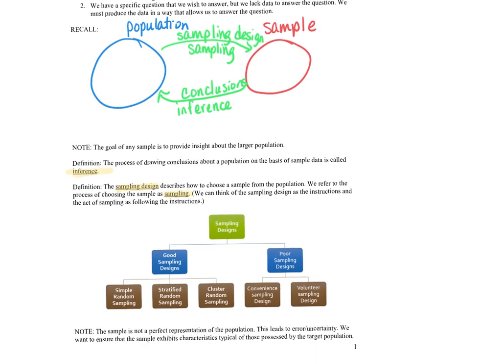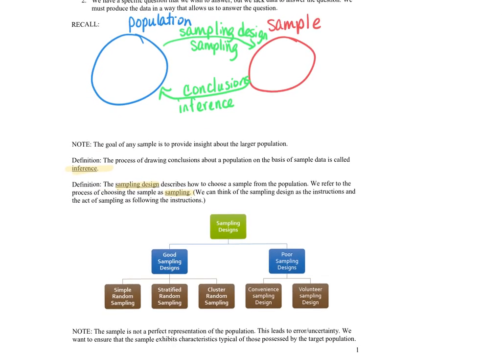So what this would look like is you would have your sampling design, and from your sampling designs, you can choose good sampling designs, and you can also have poor sampling designs. That's a possibility. So now we need to talk about simple random sampling, stratified random sampling, cluster random sampling, convenience sampling, and volunteer sampling designs. These are all possibilities, but what are they really?